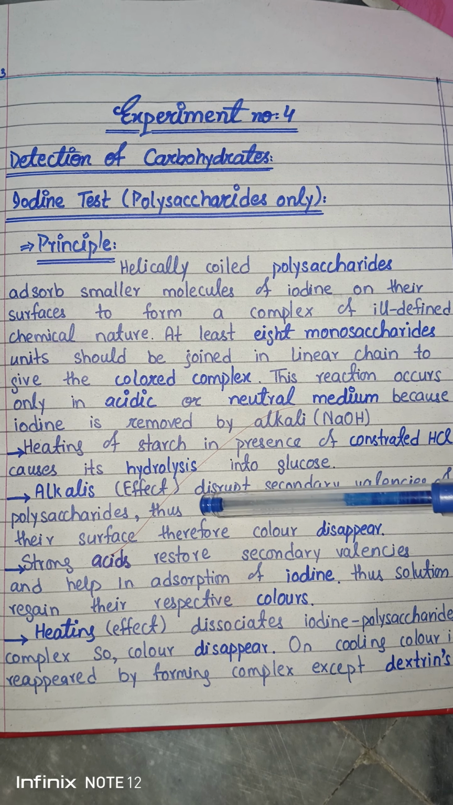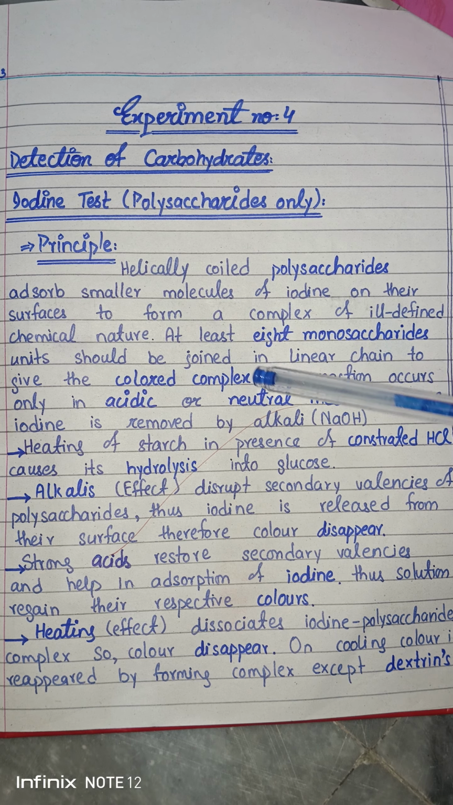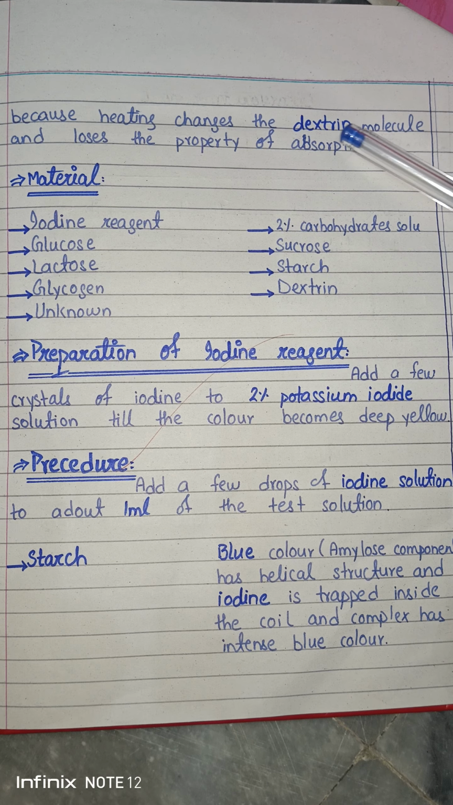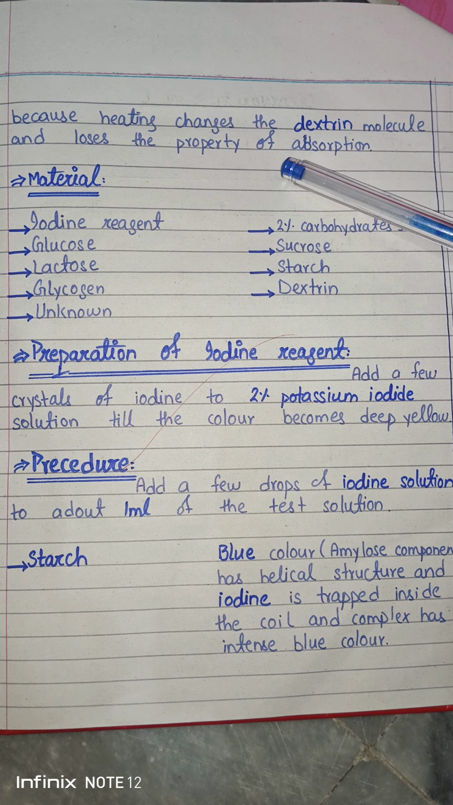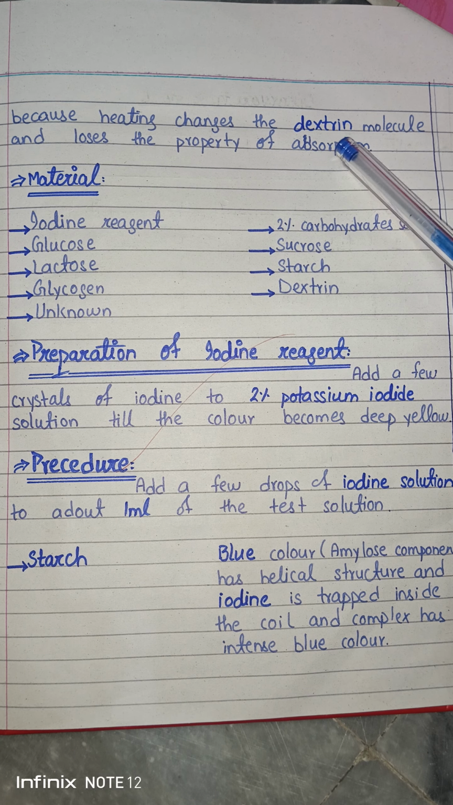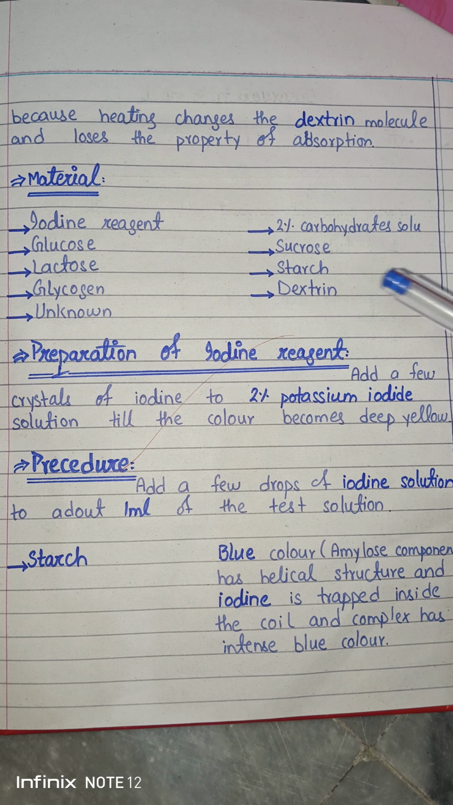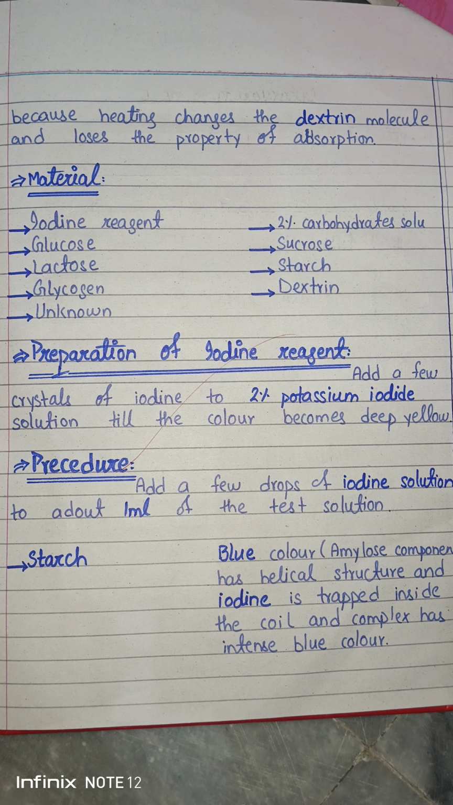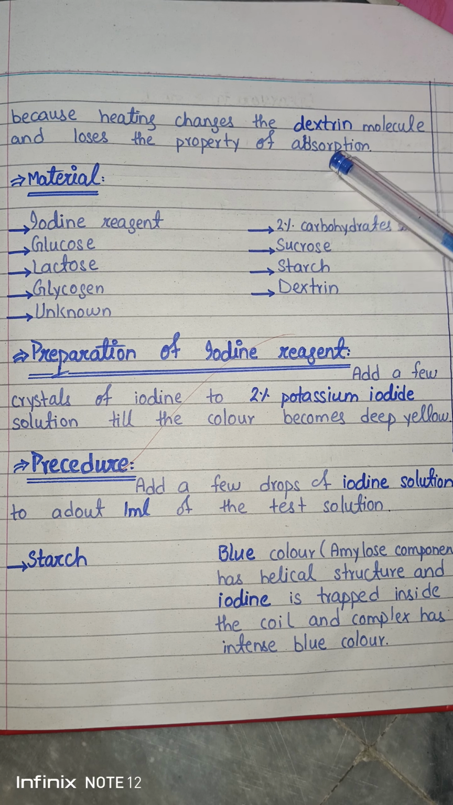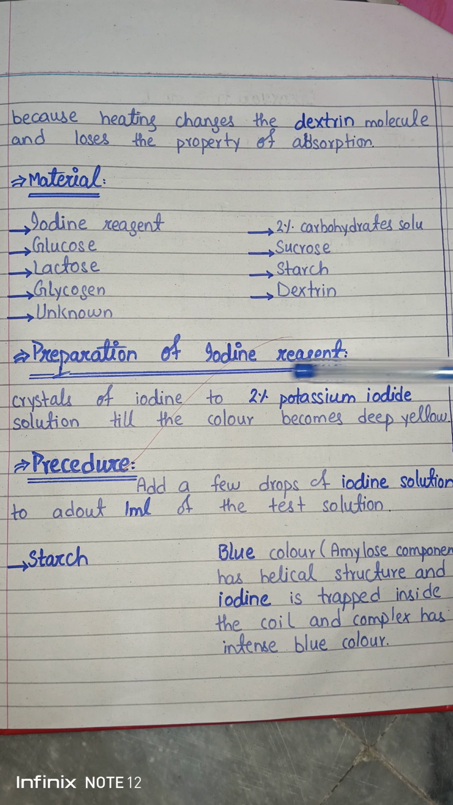Now we move on to the next page, and we discuss how we prepare this iodine reagent. Heating changes the dextrin molecule and it loses the property of absorption. I have explained that dextrin changes its molecular structure, and due to this change the color of dextrin will not be restored even when cooled back. So now you have to prepare this iodine reagent.